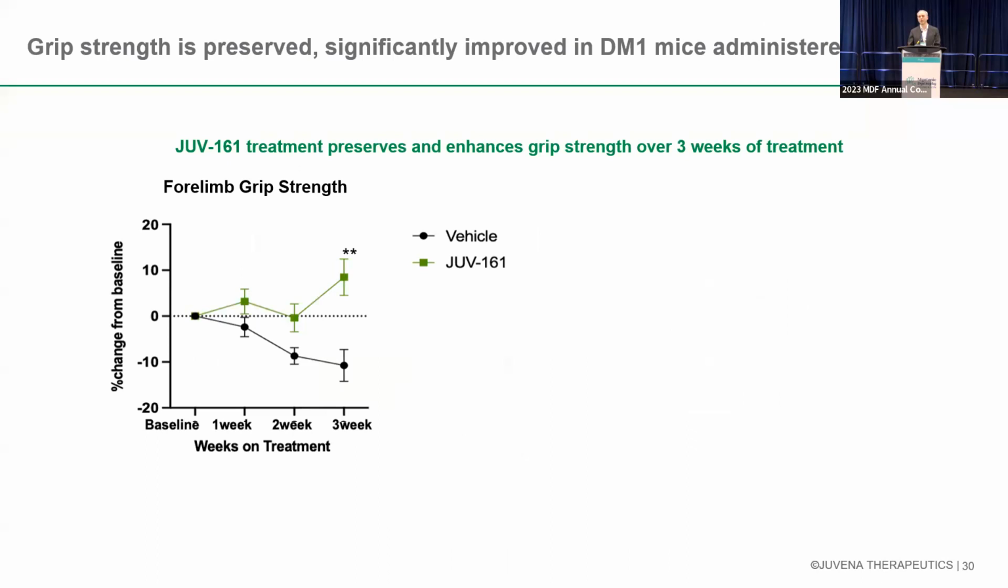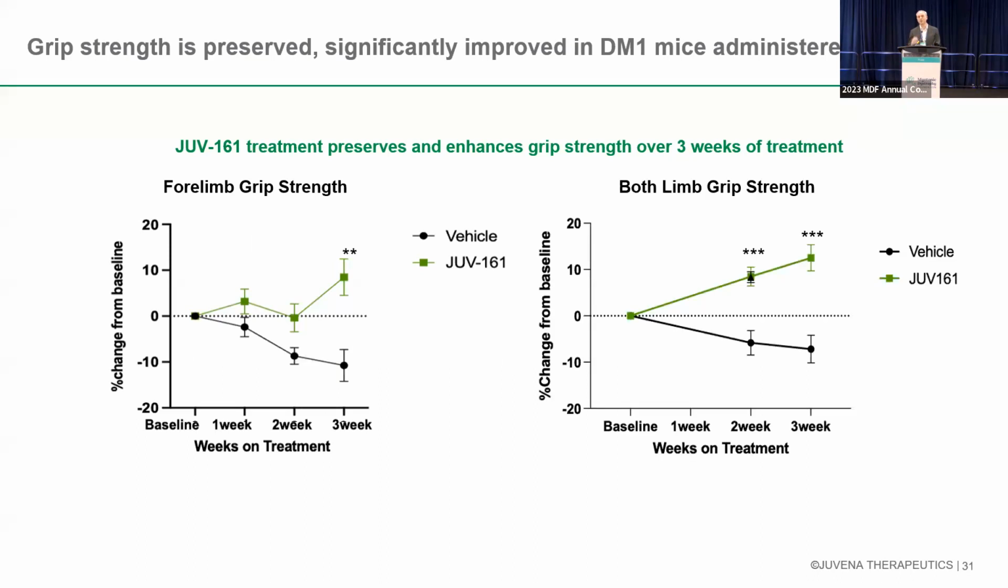More importantly, though, we see that repeat treatment not only prevents the loss of muscle strength, but begins to show an improvement in muscle function by the 3rd week, here measured by forelimb grip strength in the mice. The trend becomes even more significant and pronounced when we take all 4 limb strength effects into the measurement.